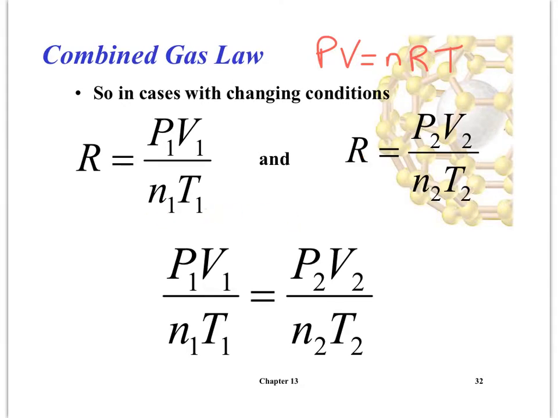So we can set that P1V1 over n1T1 is equal to P2V2 over n2T2. This is useful if we have a gas where we're changing the conditions for it, or if we have two different gases and we want to compare between their values. And this is called the combined gas law. So this is the ideal gas law, this is the combined gas law.